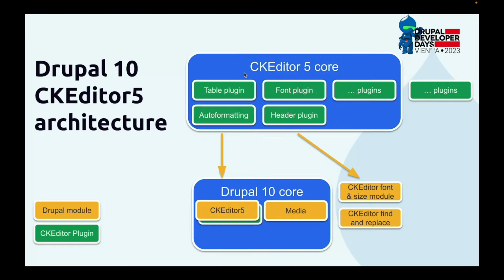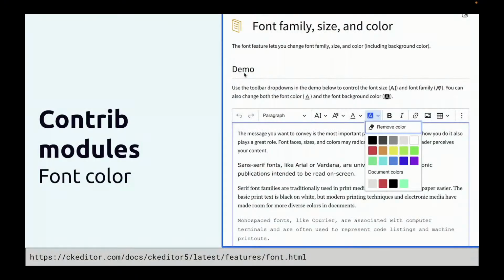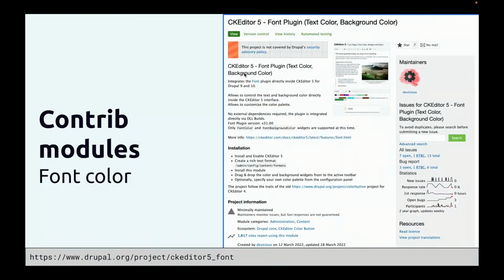But things like, for example, the CKEditor font and size module, which you think is kind of basic, but yeah, never made it to core, or CKEditor find and replace, again, which are core plugins for CKEditor. They're not core modules for Drupal. You need to go and install them. Luckily, they're already available, so if you go into font color and add it to your toolbar, there are a couple of buttons. One is a background color, another one is a foreground color.